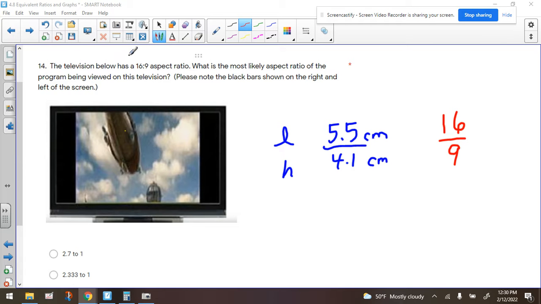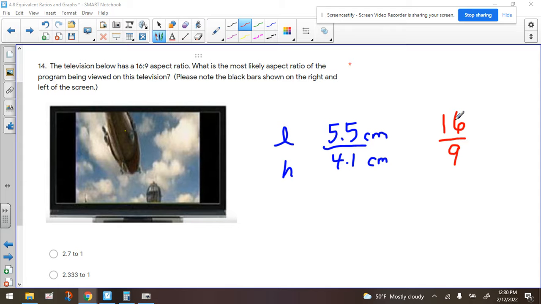The television below has a 16:9 aspect ratio. What is the most likely aspect ratio of the program being viewed on this television? Please note that the black bar is shown on the right and the left of the screen, so you're supposed to pay attention to the fact that we have blackness here and here.